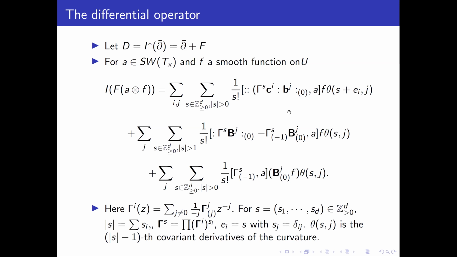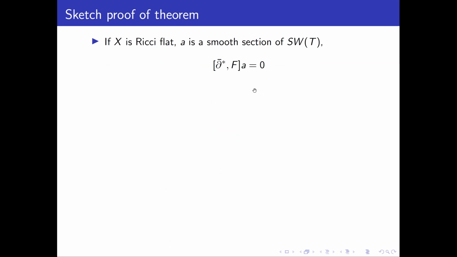So we have divided it into two parts. Using this formula, we can calculate the dual of d-bar. If X is flat, then for small sections, the dual of beta commutes with f. With this property, an element killed by d-bar plus f is the same as an element killed by both d-bar and f.